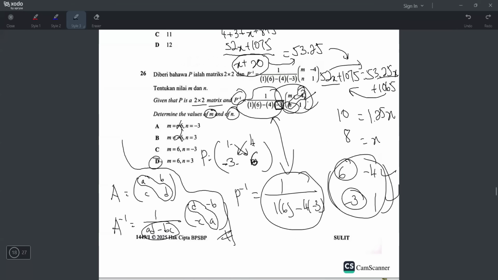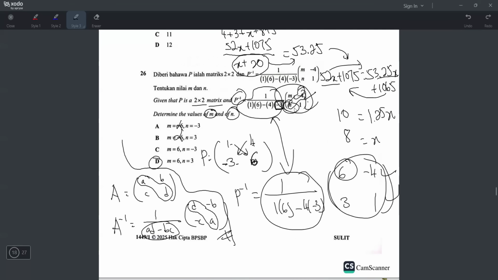We ran into some error here. 6, 3. Hey, wait. Wait. 1 over 1 times 6 minus 4 times negative 3 this side, betul? 1 and 6 tukar tempat jadi 6, 1. 4 and negative 3 kena tukar tanda. So this one should be 3 lah. Okay, betul dah. Jawapan dia D. Cuma saya yang careless. Saya lupa tukar tanda sini. Yeah, because the 4 and negative 3 kena tukar tanda mah. 4 jadi negative 4, negative 3 jadi 3 lah.